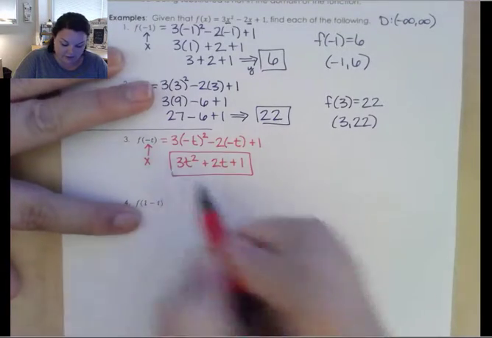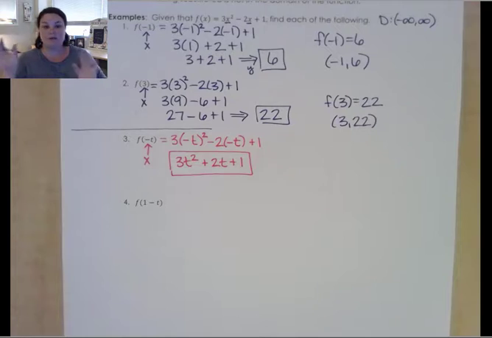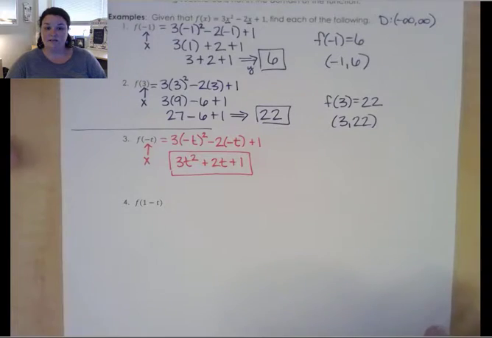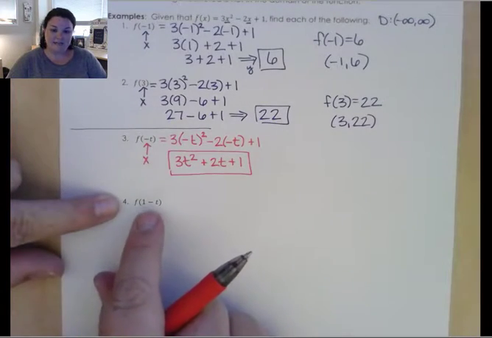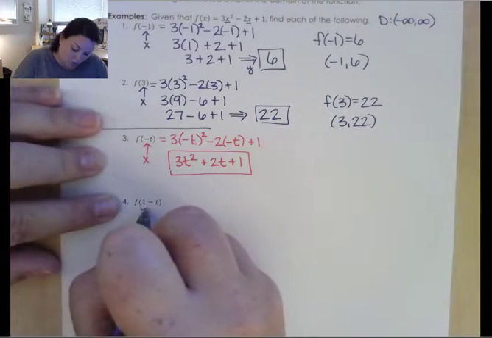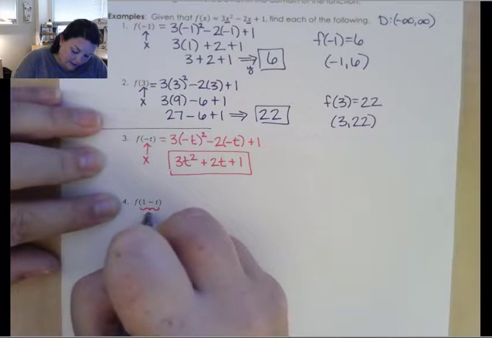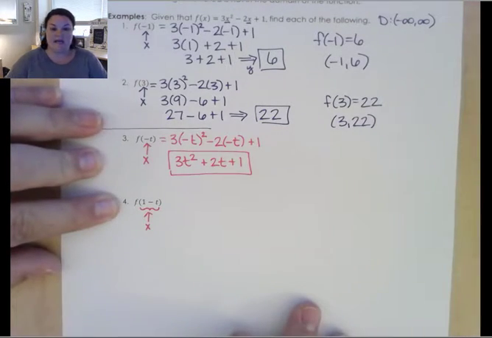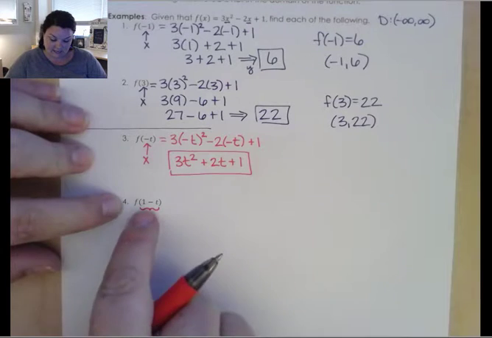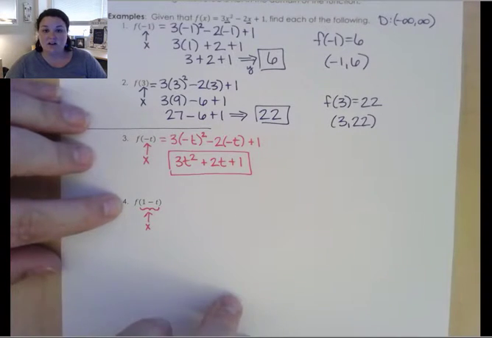You don't have to try to factor it. Don't set it equal to 0 and solve. All we wanted to do was plug in negative t and see what it simplifies to. Okay? Same thing with this next one. We're going to plug in this whole quantity everywhere we see an x. Everywhere we see an x, we're going to put that ugly sucker in there.